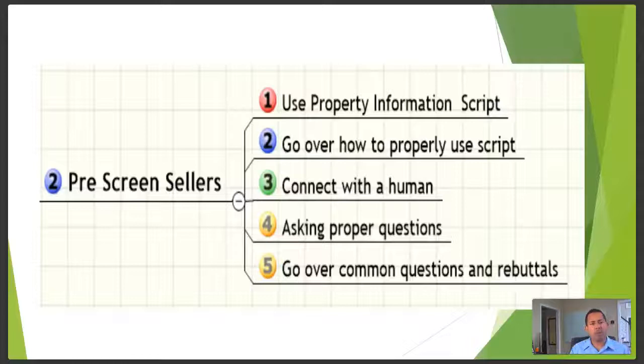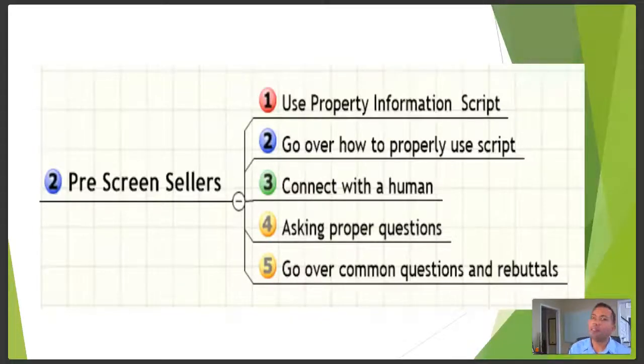So just connect with them. It's okay to fumble. It's okay if you misword something, and then you get back on track with the script. Number four, ask proper questions. We're going to talk about some of the questions that you're going to ask, and you'll see how powerful these questions are. And number five, go over the common questions and rebuttals. We'll have some rebuttals and things of that nature to go over.